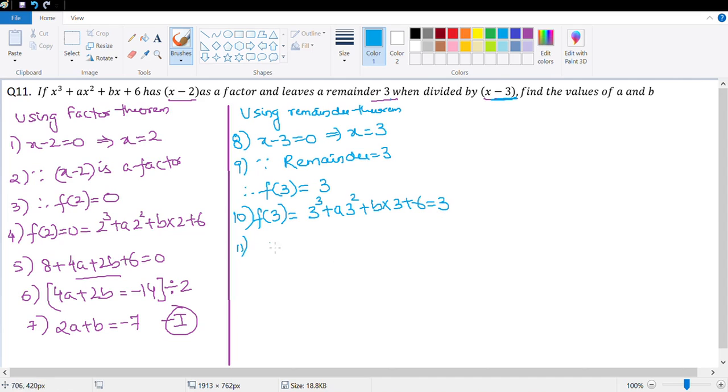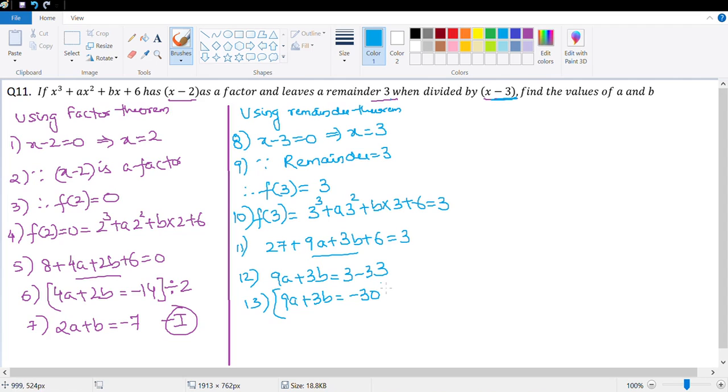Let's open this. So 3 cube, that's 27, plus 9a plus 3b plus 6 is equal to 3. That's 9a plus 3b, and we have 27 plus 6, that's 33. When I take it on the other side, that becomes negative 33. So that's 3 minus 33. So this is 9a plus 3b is equal to negative 30. All of them have 3 common, so let's divide everything by 3. So what we get is 3a plus b is equal to negative 10. And that's our equation number 2.